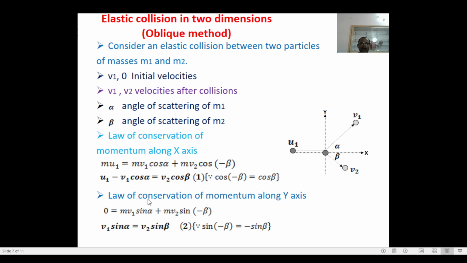Now I will apply the law of conservation of momentum along the y-axis. The momentum component along this direction initially is 0 for both the particles, which is equal to the final momentum along the y-axis. For particle 1 it is mv1 sin alpha, the vertical component, plus mv2 sin of minus beta for particle 2. Sin of minus beta is minus sin beta. Substituting and shifting to opposite sides, I get v1 sin alpha is equal to v2 sin beta. Call it equation number 2.